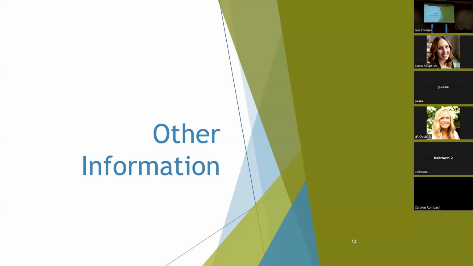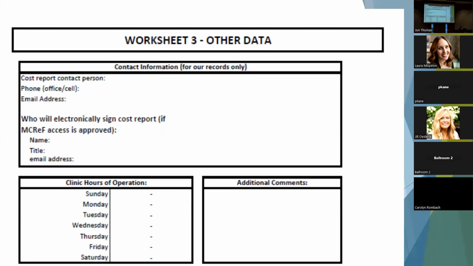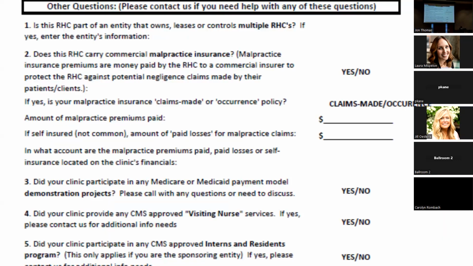Some other information before we recap where we just were. Again, you're gathering information right now. This is just talking about the stuff we have to have, and why folks are asking you for this. They have to give on this cost report clinic hours of operation by day. It has to be in military time format. They're also going to ask you about commercial malpractice insurance, if you're in any payment models, and if you have any visiting nurse services. You would know it if you were in that program because it's a big deal.